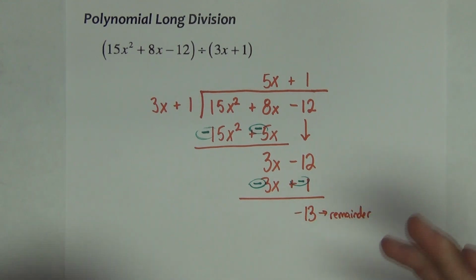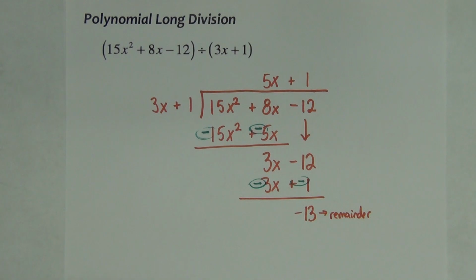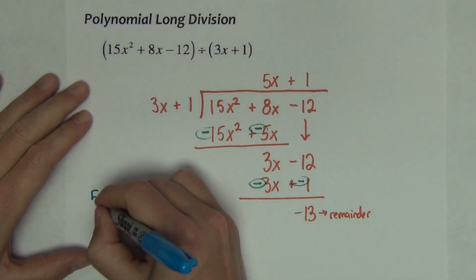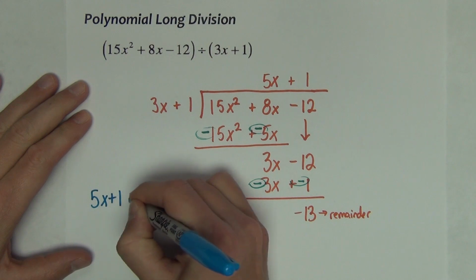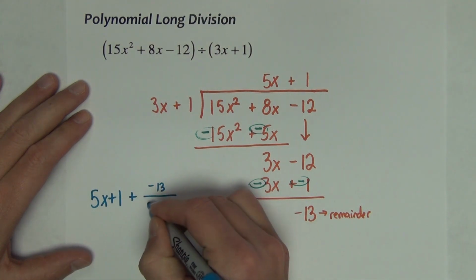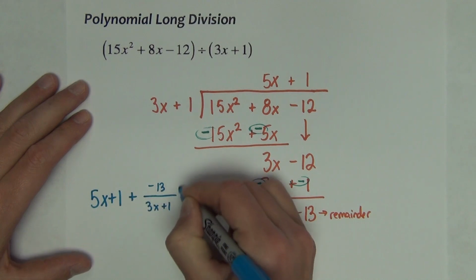Okay? So how do we write this final answer? How do I write this answer with remainder? Well, we'll write it like we did the similar problem before that had the remainder. The answer is going to be 5x plus 1 plus my remainder, which is negative 13, over my divisor, 3x plus 1.